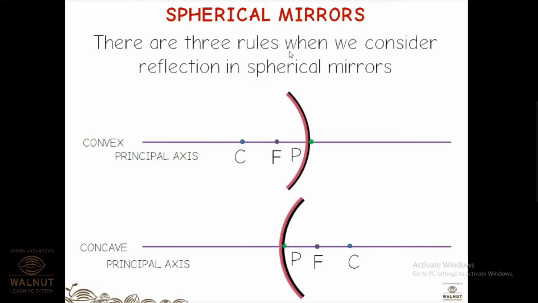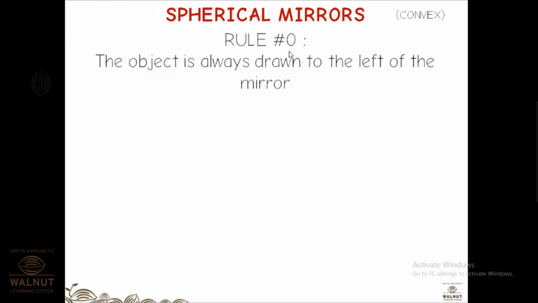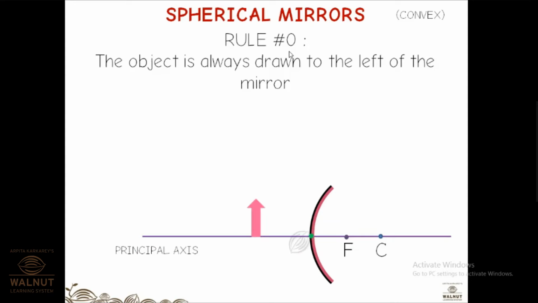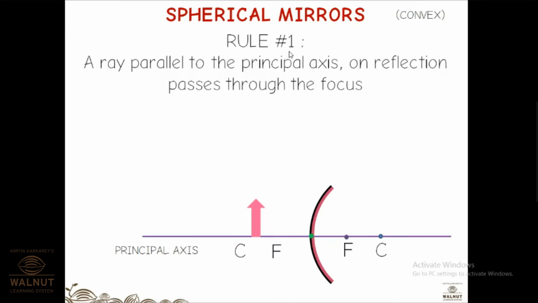There are three rules when we consider reflection in spherical mirrors. Rule number one, the object is always drawn to which side? Towards the left side. Okay, understand each and every point very clearly. I am going to go very slow so that you understand everything. Yes, we have done this slide, so this will be just a sort of revision for you. Okay, this is important. Most of you were not getting it, how it happens, so I'm taking it again. The object is always drawn towards the left of the mirror. So as you can see, this pink arrow denotes the object.